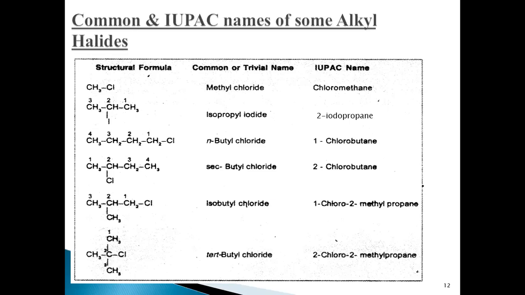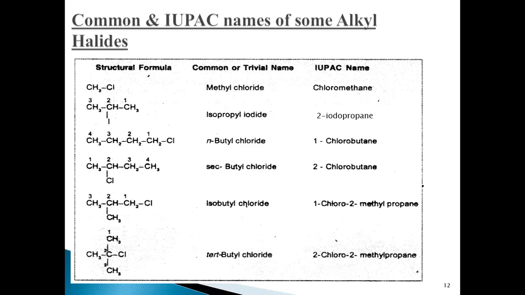Now come to the third example. See the parent chain containing halogen, how many carbons are here? 1, 2, 3, 4. A 4 carbon chain is here. Which halogen is present here? Chlorine. At which position? 1. Therefore, the name is 1-chlorobutane and the common name is n-butyl chloride.